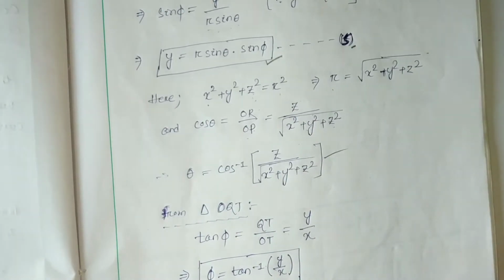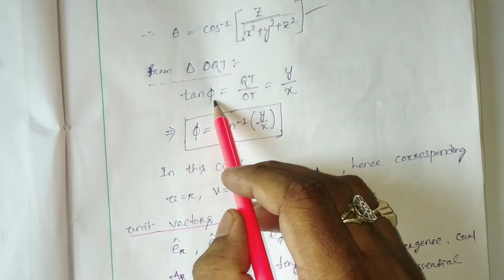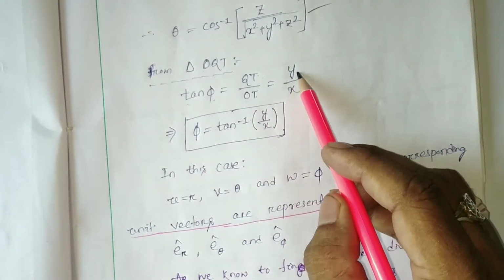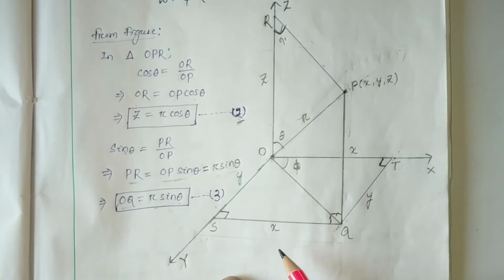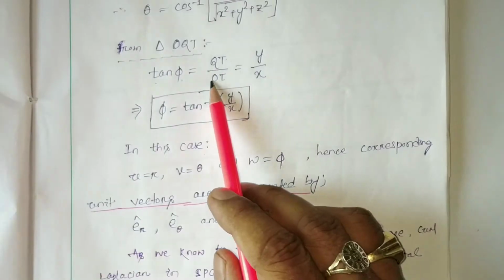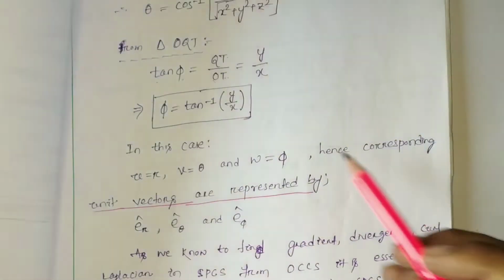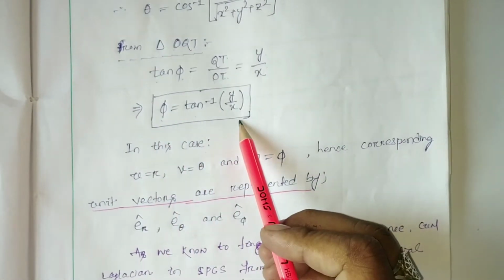Phi we can find from the triangle OQT by considering tan phi equal to QT by OT. So QT equal to y, and OT is your x. So y by x. So phi will be tan inverse y by x.